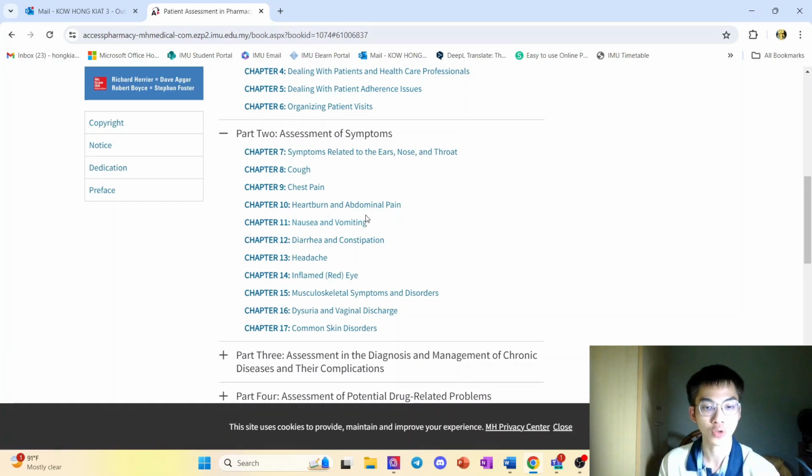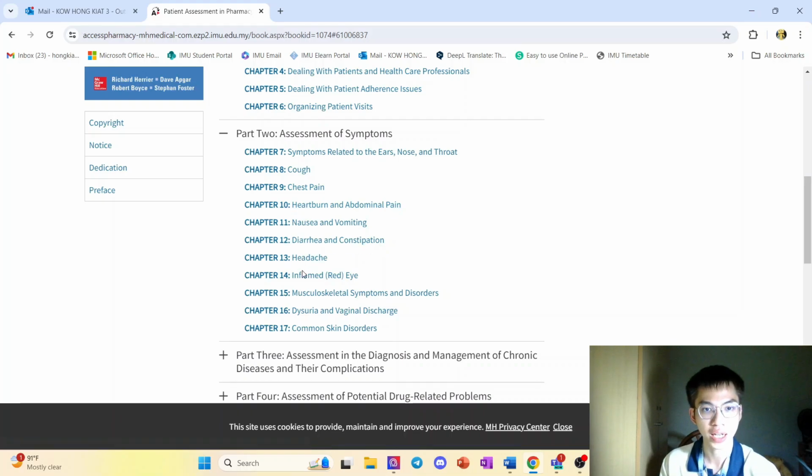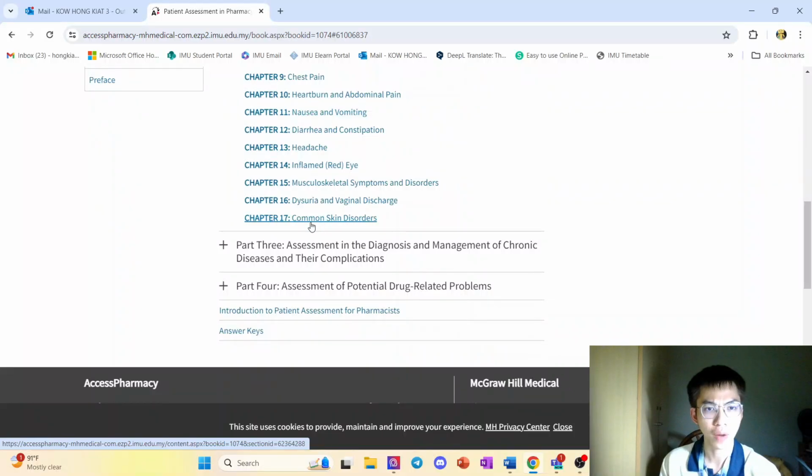However, these chapters are also valuable to pharmacists practicing in the ambulatory care clinic, also known as the inpatient setting, since many of these signs or symptoms can also be caused by adverse effects of medication. We can see there are a lot of chapters over here. Just to name a few, there's cough, chest pain, heartburn, abdominal pain, nausea, vomiting, diarrhea, constipation, headache, inflamed eye, and many more. And these are among the common symptoms for assessment to be done by a pharmacist.